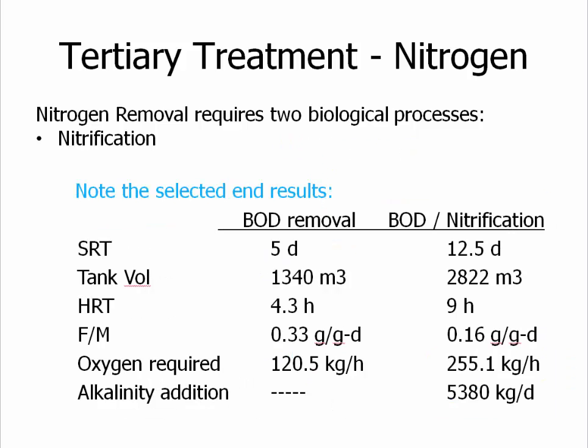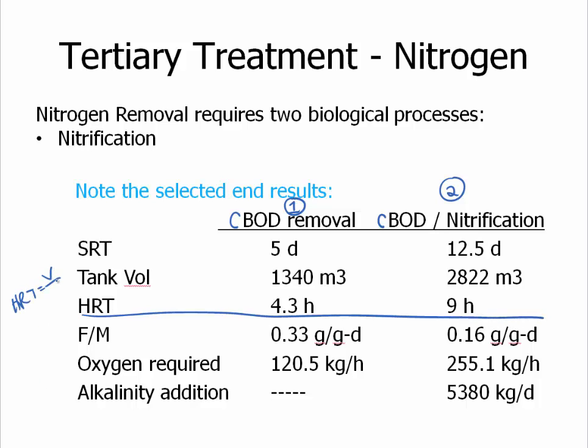organisms. In this table, I'm showing you some of the impact that nitrification selection has on overall design. And you would get into this in a design class in more detail. So here I have 2 plants. Plant 1 is only doing CBOD removal. And in plant 2, they're performing carbonaceous BOD removal and nitrification. So here you have a difference in SRTs and a difference in HRT. And the HRT has a really big impact on tank volume. Remember that HRT equals volume over flow rate.